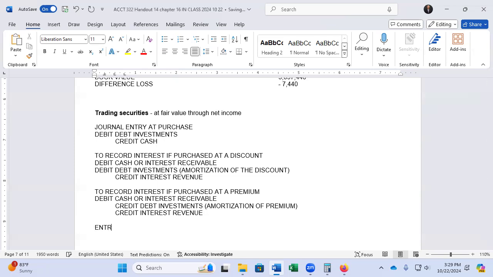Okay. Entry at period end to record a change in fair value, or a decrease. And so we would debit unrealized holding gain or loss, and this goes to income. Then we would credit fair value adjustment.